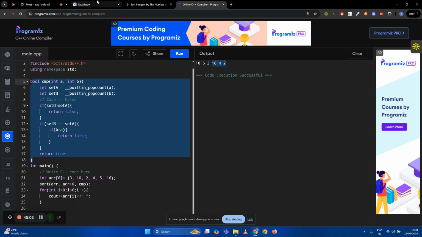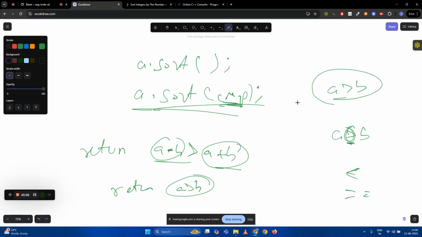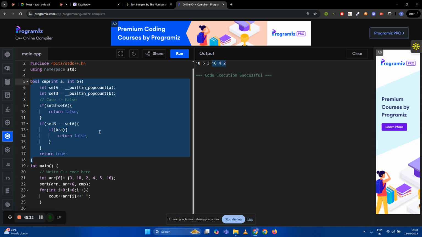Many of you would have seen the code of this in a comparator function: return A greater than B for ascending and descending order, because this is eventually returning true or false only. But I'm not good at these operators, right? I've not done this thoroughly. That's why I don't play with these. Eventually it is the same, returning true or false only.